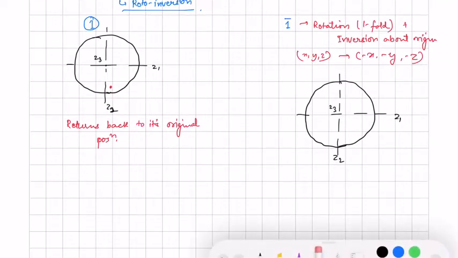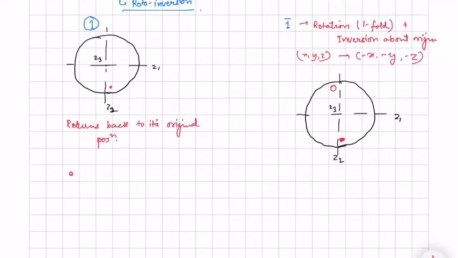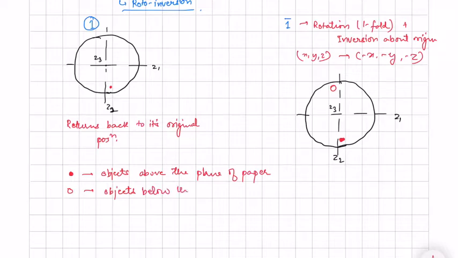So suppose you start with this point here, this is your first point. Then you go about rotating it for 360 degrees, so you land up here again. Okay. Now you reflect it about, invert it about this origin. So it changes from plus x plus y plus z to minus x minus y minus z, that is, it goes in the lower hemisphere. So it becomes a hollow dot. So solid dot represents the objects above the plane of paper, whereas hollow dots represent the objects below the plane of paper.